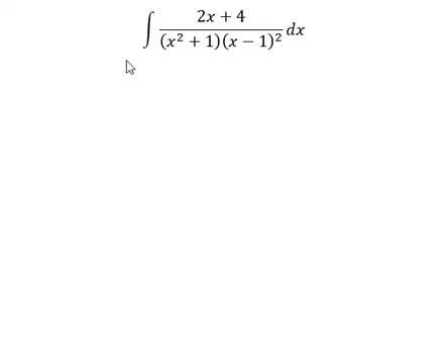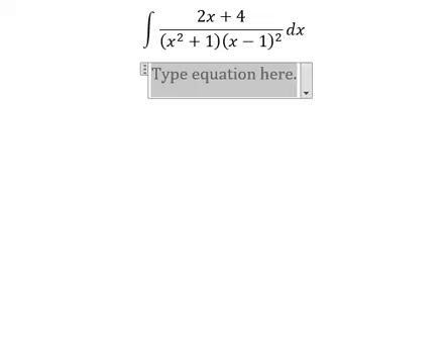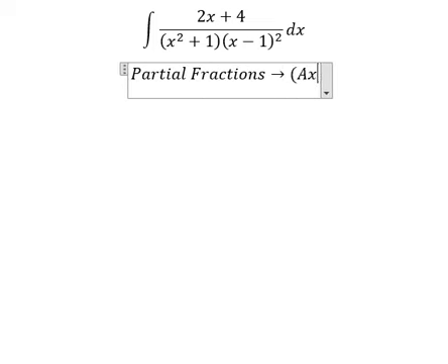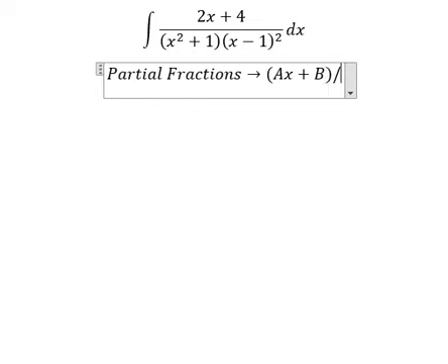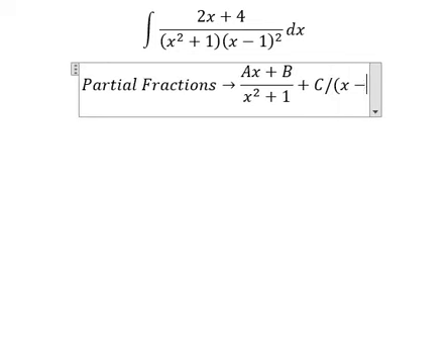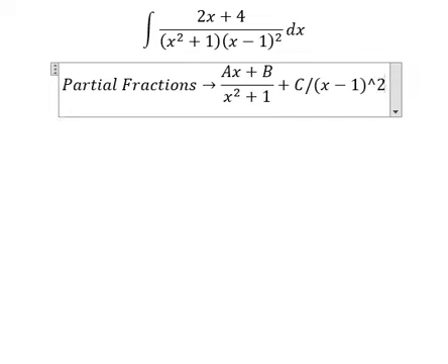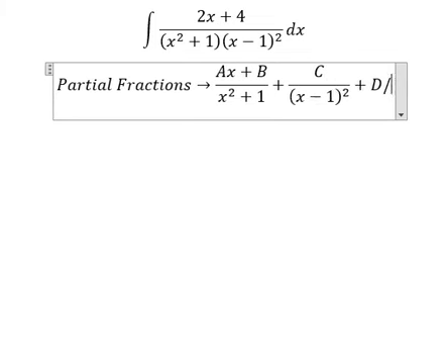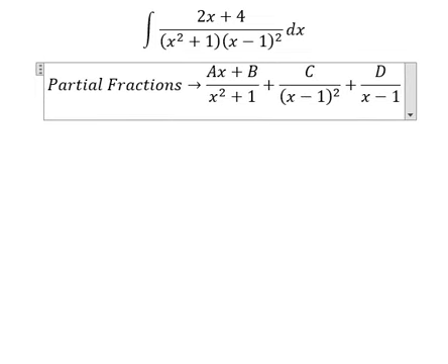The topic today is about integration. So now I will show you how to answer. We can use partial fractions. So I will put (as + b) over (s squared + 1), c over (s minus 1) to the power of 2, and d over (s minus 1).